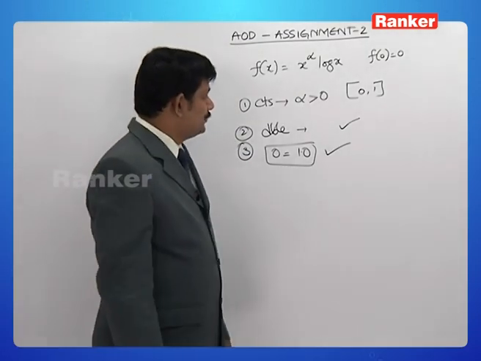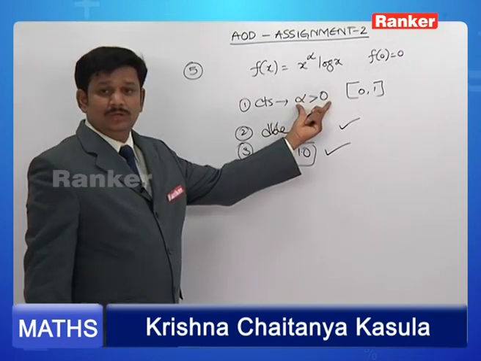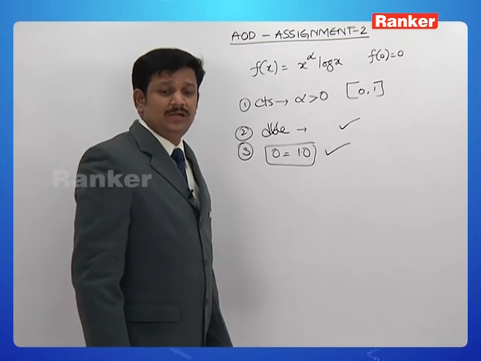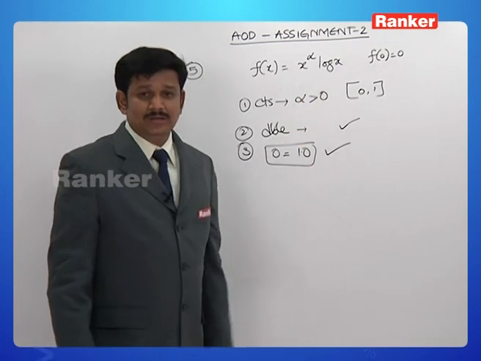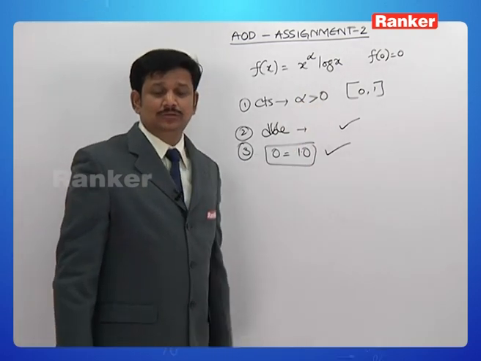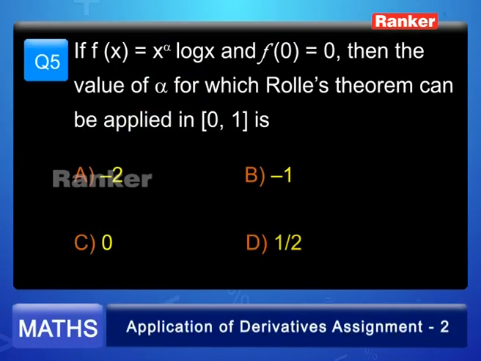Now let us look at the options. Option A, minus 2. We know alpha has to be greater than 2. So, minus 2 cannot be part of our answer. Option B, minus 1. No. Again, that is not greater than 0. Option C, 0. Even 0 is not greater than 0. So, we are only left with option D, the only positive option, which is half. So, the answer is D, half.